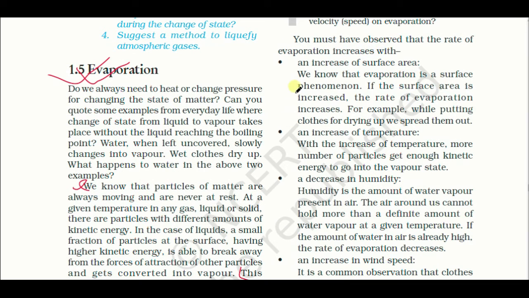You must have observed that the rate of evaporation increases with an increase of surface area. So if we increase the surface area, then the rate of evaporation will increase. We know that evaporation is a surface phenomenon. Surface phenomenon means the molecules go from the liquid state to the vapor state from the surface layer of the liquid. For example, while putting clothes out for drying, we spread them out. Clear? If we spread out the wet cloth, it will dry quickly, but if we do not spread it, it will not dry quickly. So if we increase the surface area, the rate of evaporation will increase.